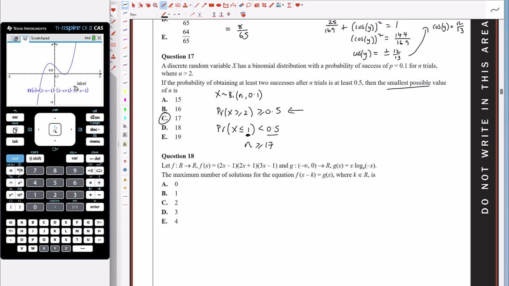Let's put the other function in as well. So let's put in x times log e of negative x. Okay, so there's that function there. So what we're saying here is we're going to do a horizontal translation to f of x, and we want to think about the maximum number of solutions we could get. So let's maybe actually edit this so we can play with it.